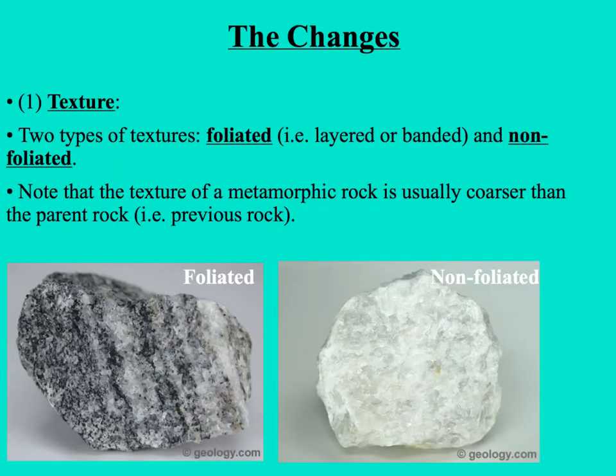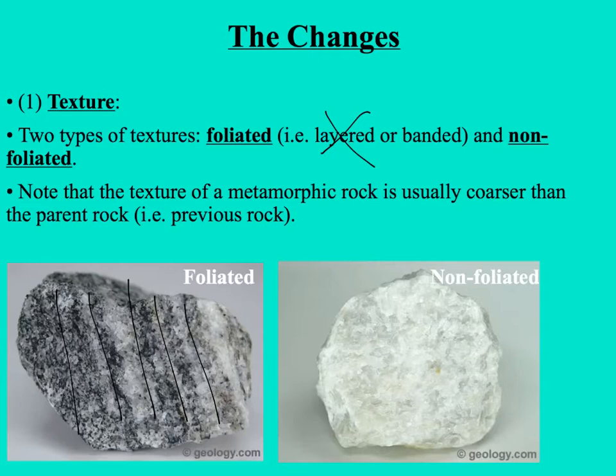One of the ways that the rock can be changed is by texture, and there are two kinds of texture, foliated and non-foliated, so it's pretty simple. Foliated means banded. We don't want to say layers, and the reason why we don't want to say layers is because layers make people think about sedimentary rocks. So we're going to go with banding, and if you look down here, you can see that all the minerals are lined up in bands, and we call that foliation.